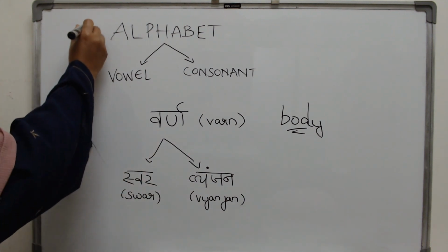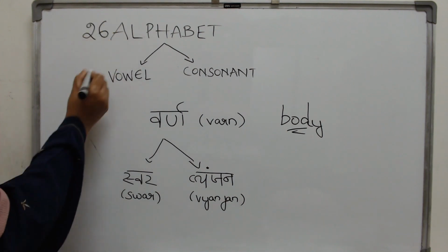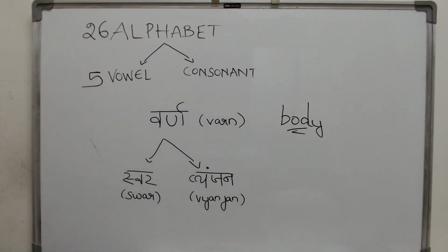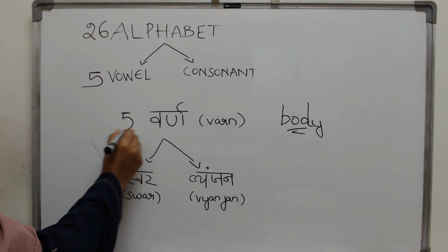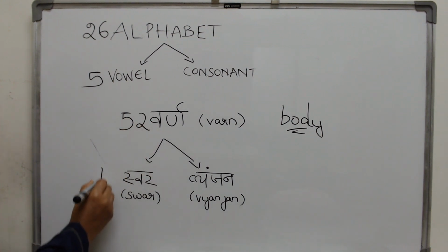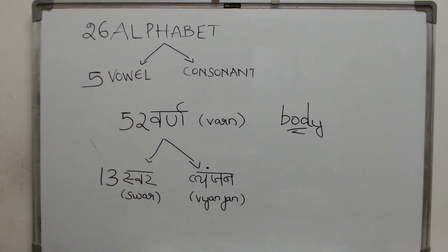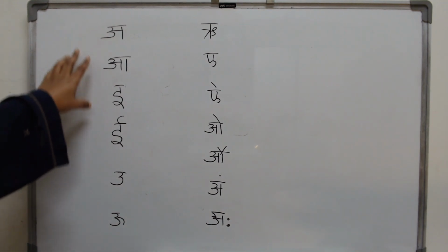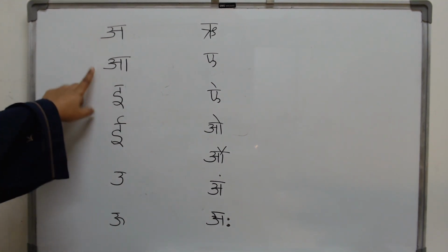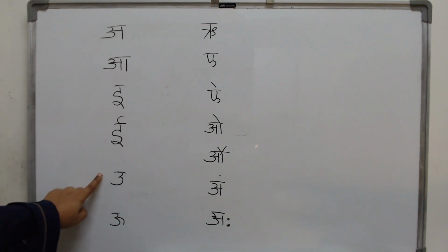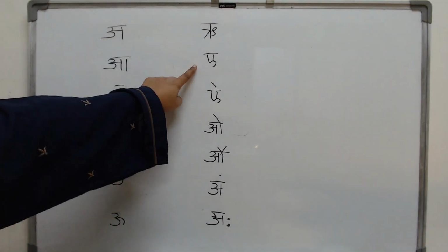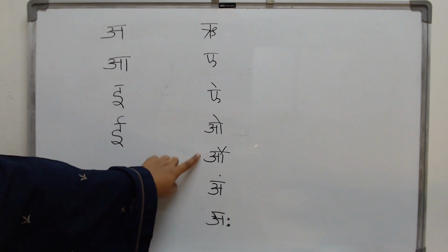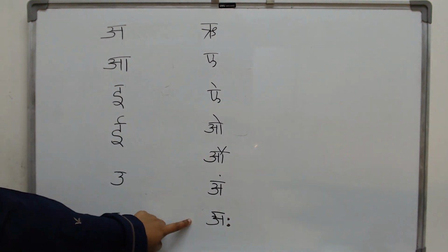In English, we know there are 26 alphabets, out of which 5 are vowels. In Hindi, there are 52 alphabets, out of which 13 are vowels or swar. Now, these are the 13 vowels we are talking about: a, e, u, r, a, I, o, au, ah.